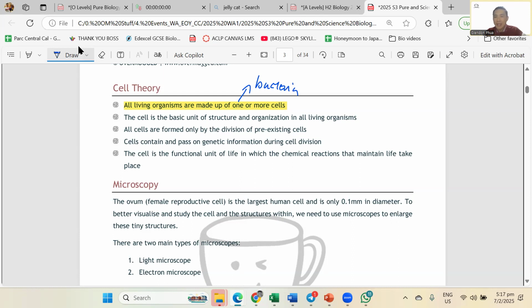Then I'm going to help you remember this with the third point. There are so many here, a bit hard to remember. I'll use the third point to help you remember this because all cells are formed from the division of pre-existing cells. Very simple. Basically, this is what you learn in lower secondary science. How did I get my little baby boy?